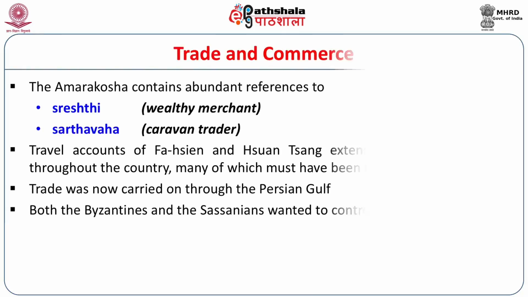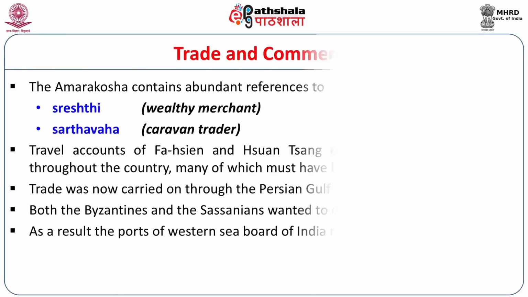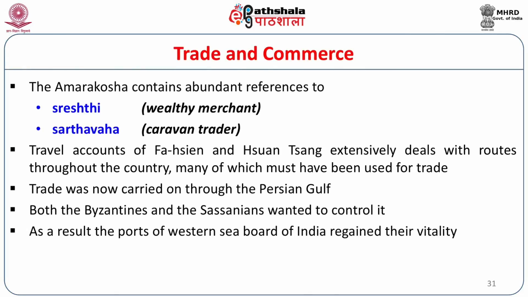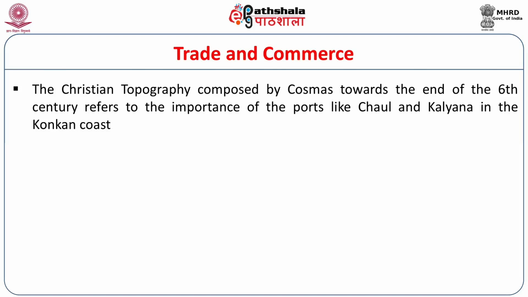And the Sasanians also were interested in carrying on trade with the East. So both the Byzantines and the Sasanians wanted to control the trade, and now trade was carried through the Persian Gulf instead of the Red Sea, and as a result the ports of the western seaboard of India regained their vitality. The Christian Topography composed by Cosmas towards the end of the 6th century refers to the importance of ports like Chaul and Kalyan in the Konkan coast.